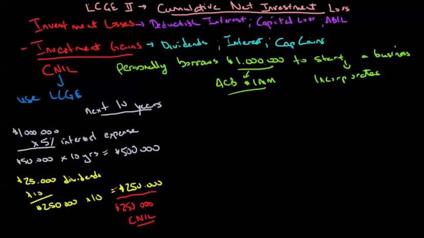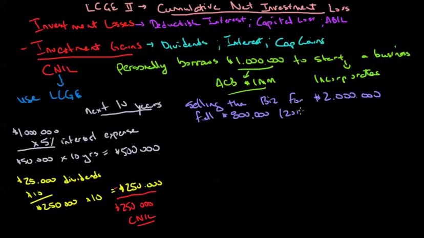So now, let's say that this person has made the decision to sell their business. Keep in mind they have a $1 million ACB, and they're selling the business for $2 million. And the business meets all the criteria for the qualifying small business corporation, so they can use their lifetime capital gains exemption. They've never used it before. They have a full $800,000, as of 2014 anyways, a full $800,000 lifetime capital gains exemption available.